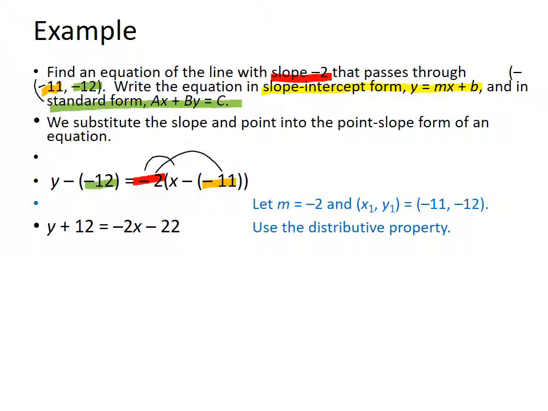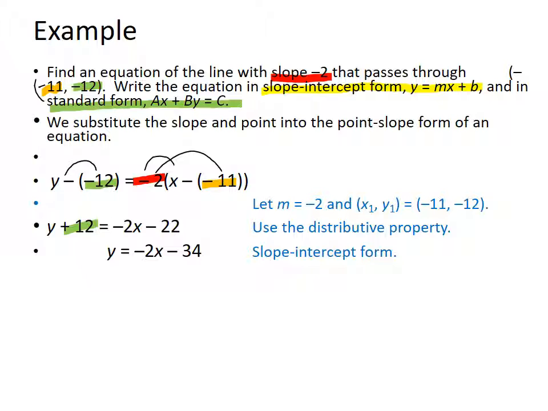After I use the distributive properties, now I'm going to get y by itself. So in order to get y by itself, notice this +12, I have to move it to the other side. So when I move it across the equal sign, I have to use subtraction because the opposite of adding 12 would be to subtract 12.